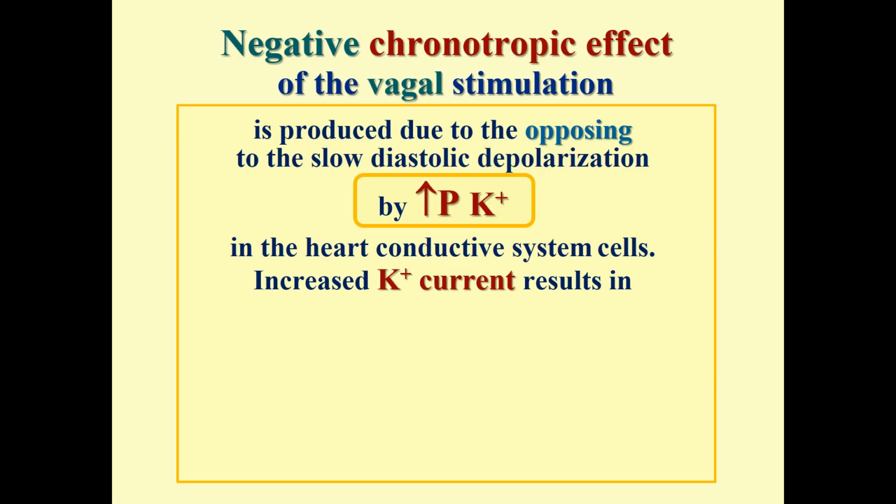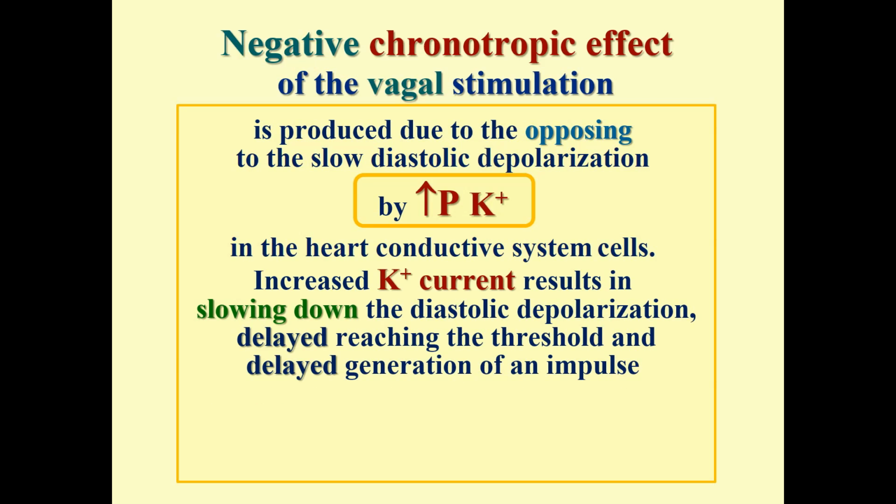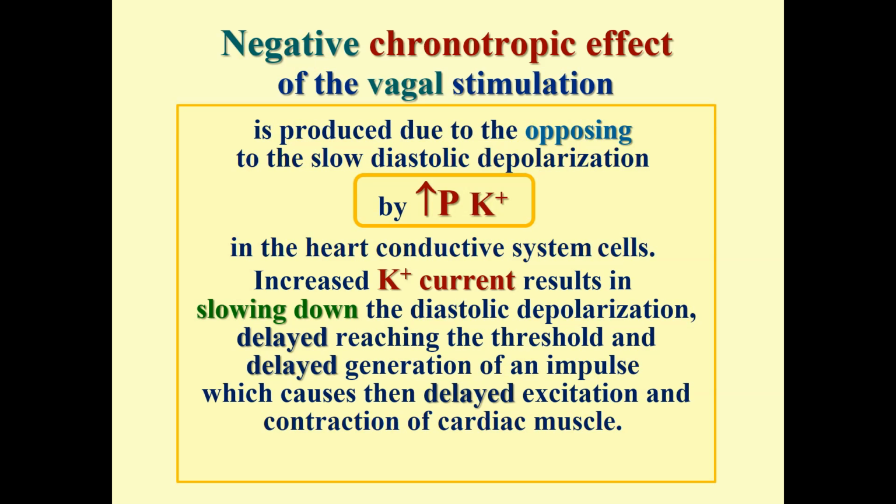So, increased potassium current results in slowing down the diastolic depolarization, later reaching the threshold, later generation of impulse, and the impulse is sent later to the contractile cells, so they become excited and contracted later. So generally, the heart rate decreases.